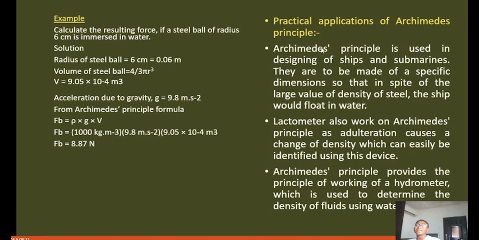Practical applications of Archimedes principle. These are the practical applications. Archimedes principle is used in the design of ships and submarines. They are made of a specific dimension so that in spite of the large density of steel, the ship will float in water. A lactometer also works on Archimedes principle, as adulteration causes a change of density which can easily be identified using this device. Archimedes principle provides the principle of working of a hydrometer, which is used to determine the density of fluids using water.